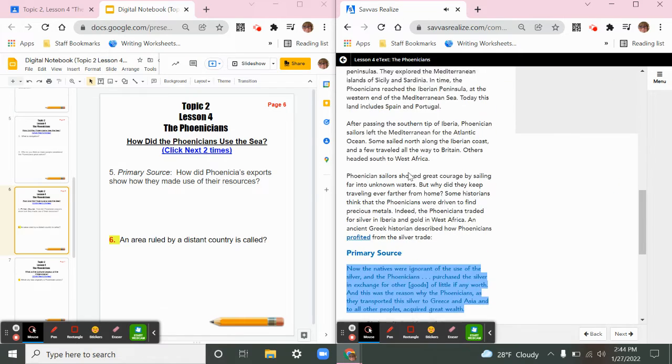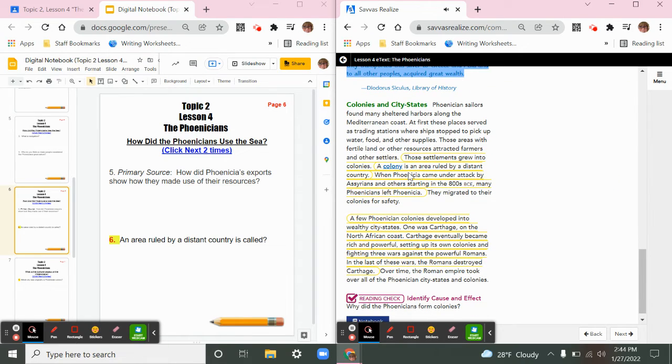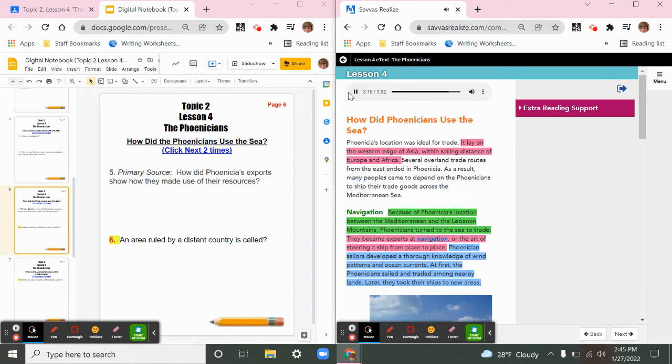Colonies and city-states. Phoenician sailors found many sheltered harbors along the Mediterranean coast. At first, these places served as trading stations where ships stopped to pick up water, food, and other supplies. Those areas with fertile land or other resources attracted farmers and other settlers. Those settlements grew into colonies. A colony is an area ruled by a distant country. When Phoenicia came under attack by Assyrians and others starting in the 800s BCE, many Phoenicians left Phoenicia. They migrated to their colonies for safety. A few Phoenician.